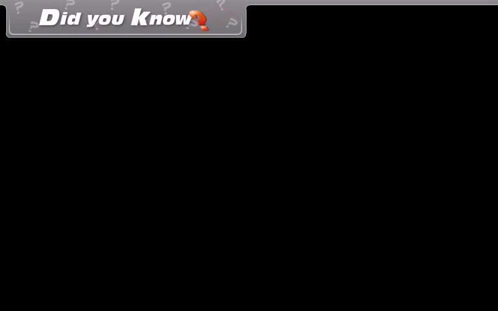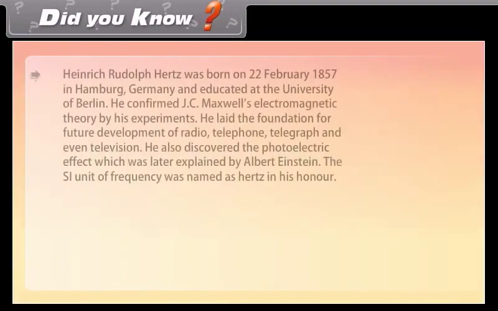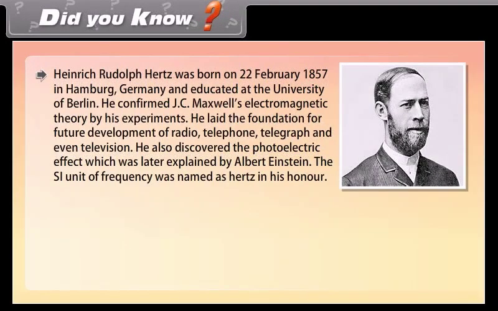Did you know? Heinrich Rudolf Hertz was born on 22nd February 1857 in Hamburg, Germany, and educated at the University of Berlin. He confirmed J.C. Maxwell's electromagnetic theory by his experiments. He laid the foundation for future development of radio, telephone, telegraph, and even television.